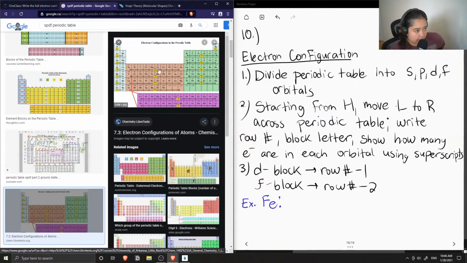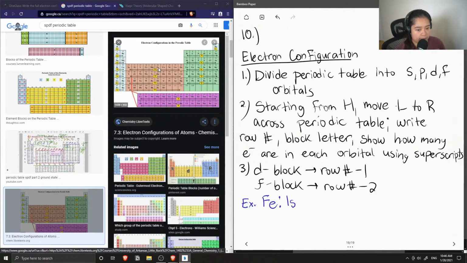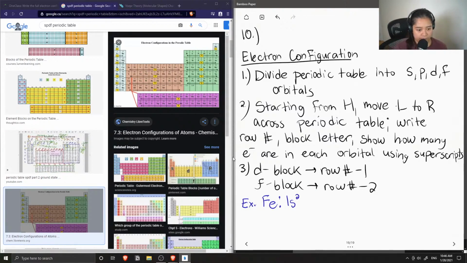So iron is found here, right in the middle of the transition metals, atomic number 26. So starting from hydrogen, we move left to right across the periodic table, and we write the row number, which is 1, the block letter, which is S, and then we write how many electrons are in this 1s orbital. In this case, there can only be 2 electrons in an s orbital. So we write a superscript of 2. And this only brings us to the electron configuration of helium.